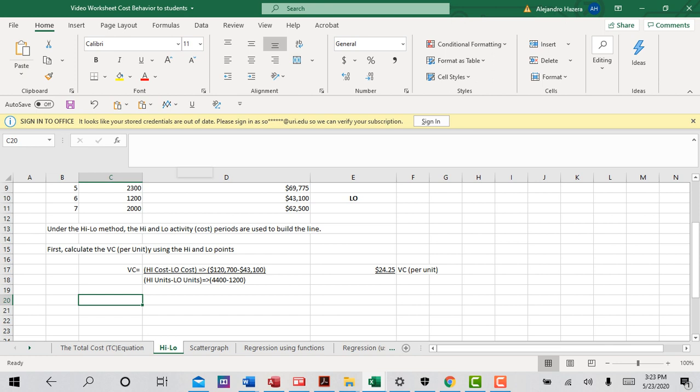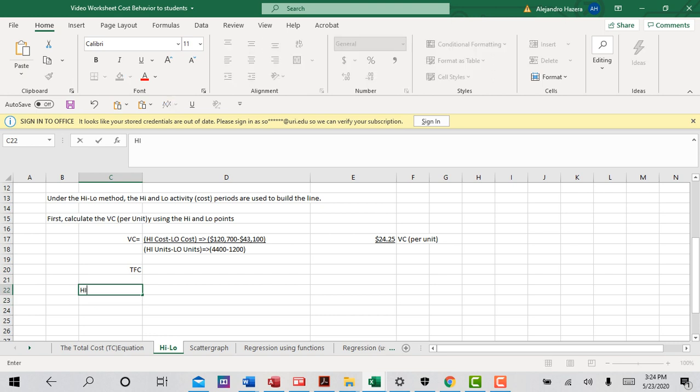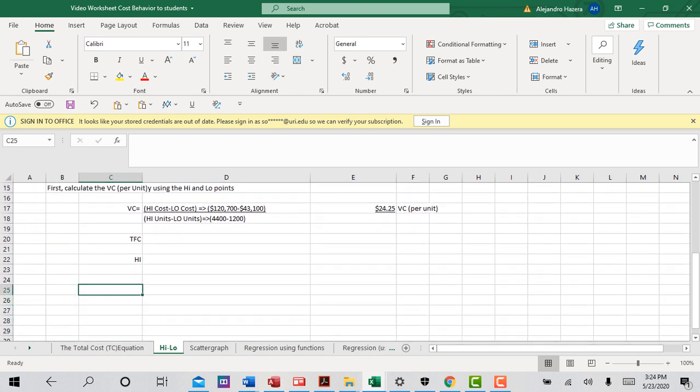Okay, so your total fixed costs in the equation are going to be, you can figure them out using either the high point or the low point. You'll get the same answer. So let's do it using the high point, and then we'll calculate them using the low point, just to emphasize that no matter which point you use, you're going to get the same amount of fixed costs.